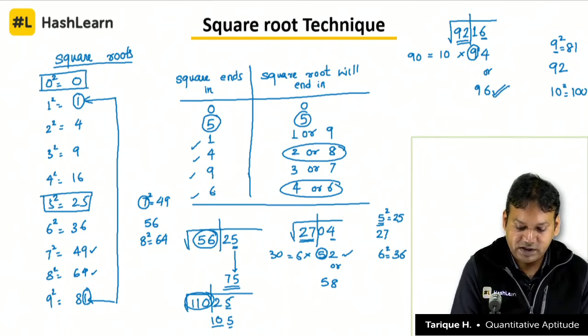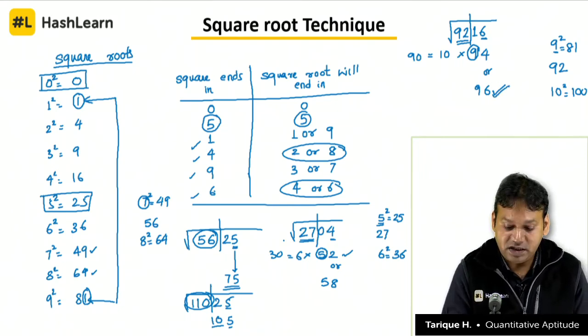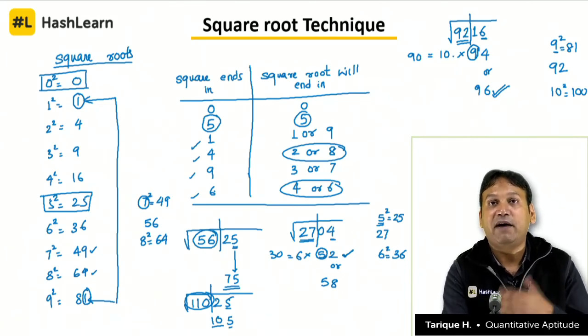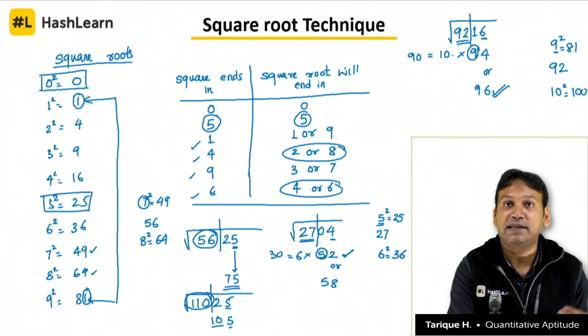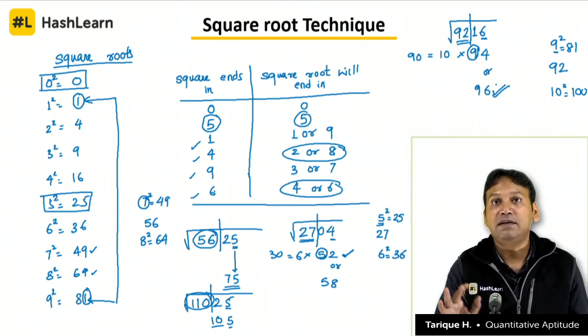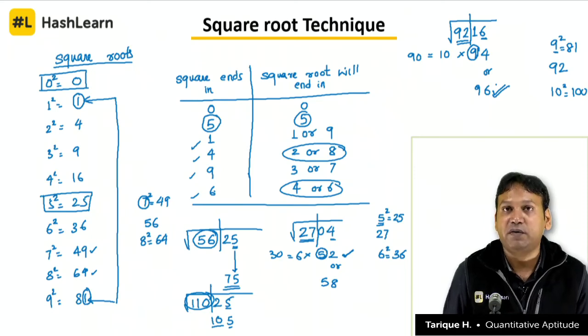See here, 5 into 6 is 30, 27 was less than 30, so the answer was the smaller number. 9 into 10 is 90, and here 92 is more than 90, so the answer is the greater number. This is the way of finding out the square root of numbers.